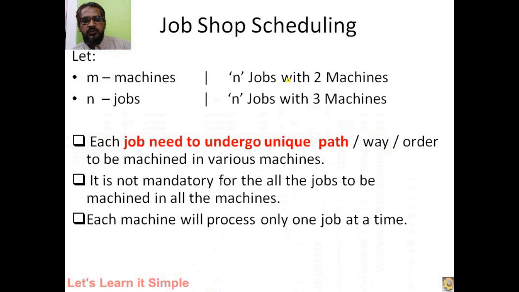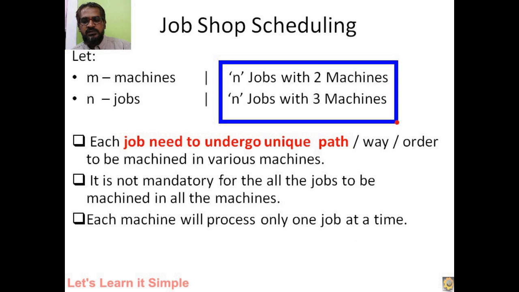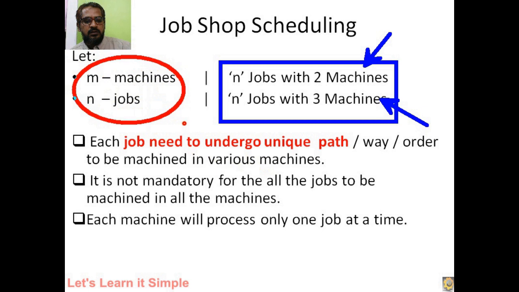Now if you take the job shop scheduling problem, these are some of the elementary types of problem, that is n jobs with 2 machines or n jobs with 3 machines. Whether it is n jobs 2 machines or n jobs 3 machines, they can be solved by a normal tabular method. In this video, we are going to focus on n jobs with m machines.